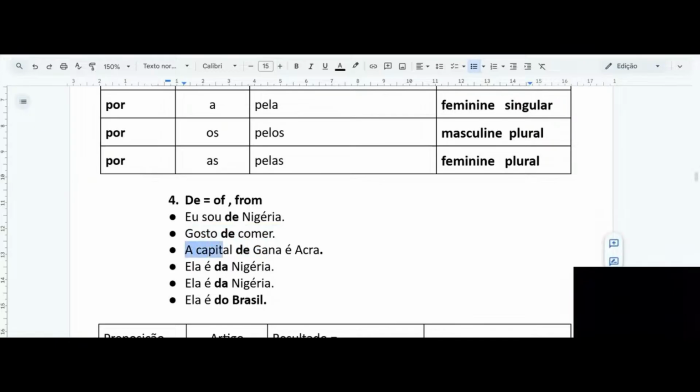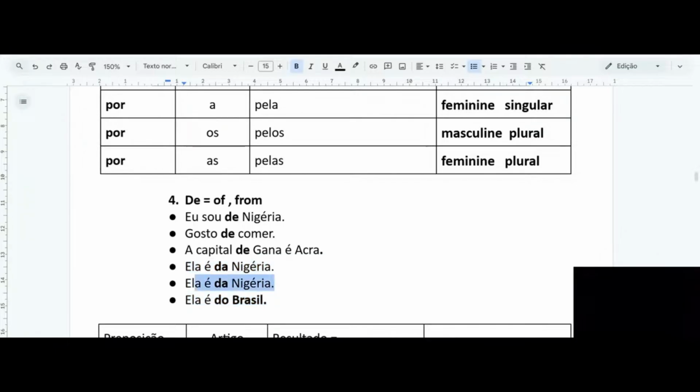Let's check this one. A capital de Ghana é Accra. So the capital of Ghana is Accra. You can't say the capital from Ghana is Accra. We say the capital of Ghana, the capital of Nigeria. Now someone says, Simon, the next sentences have da and do. How did we get it?